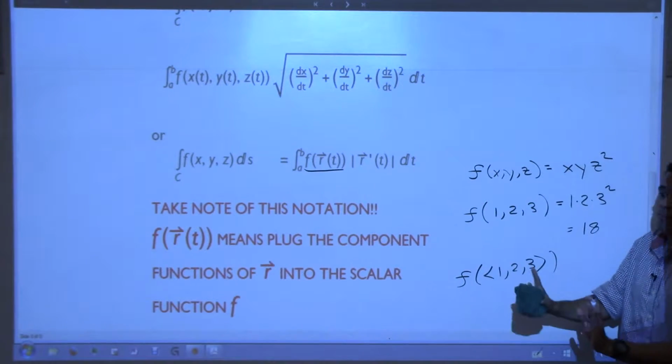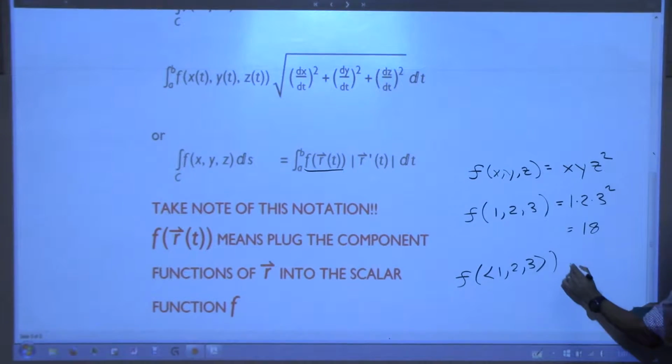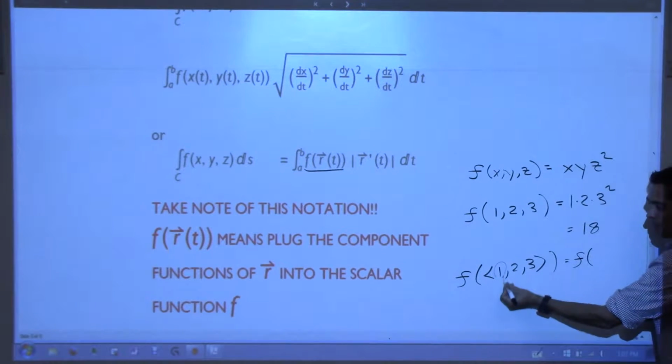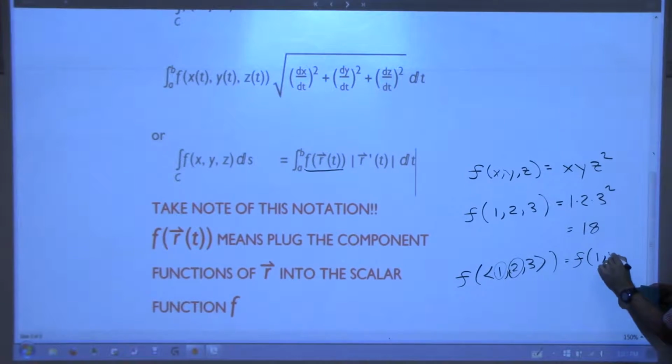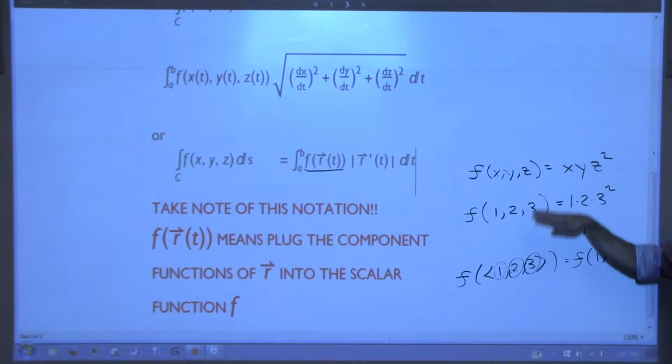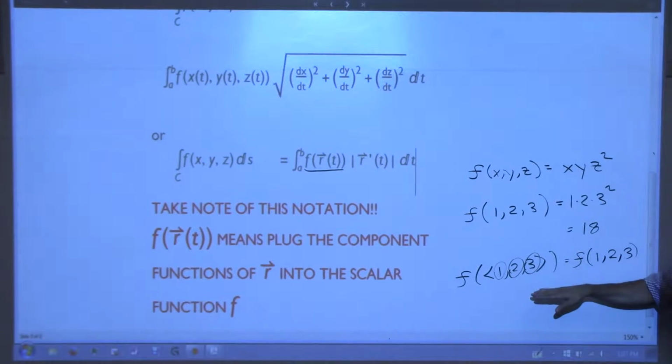So what we mean by this notation is exactly to plug in whatever this component is, plug it in for x. Whatever this component is, plug that in for the y. Whatever this component is, plug that in for the z. So they are the same thing. Okay, it's just a notation thing. That's all it is.